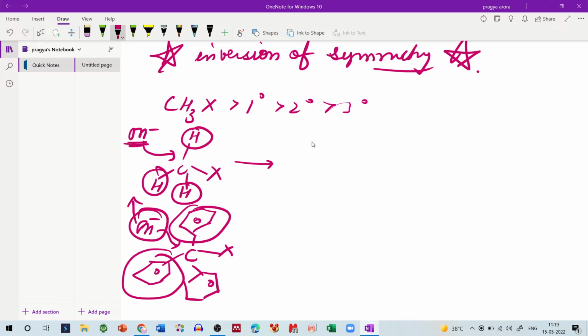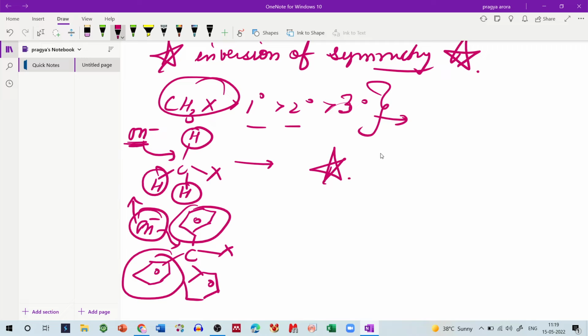Due to the bulkiness of this group, there will be difficulty for the nucleophile to attack. That's why the reactivity order based on the alkyl halide follows this order: CH3X will undergo the nucleophilic substitution reaction fast as compared to primary, as compared to secondary, and as compared to tertiary ones. As the steric hindrance increases, there is difficulty in the formation of the transition state.